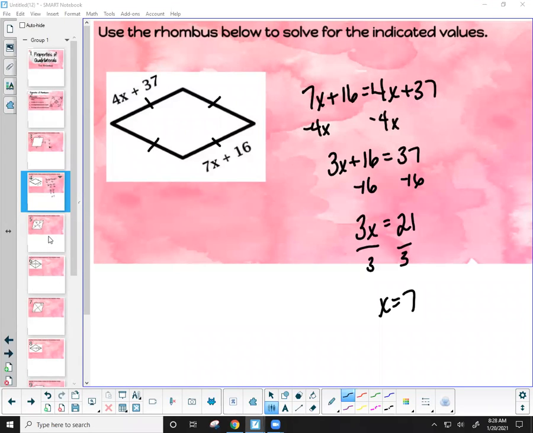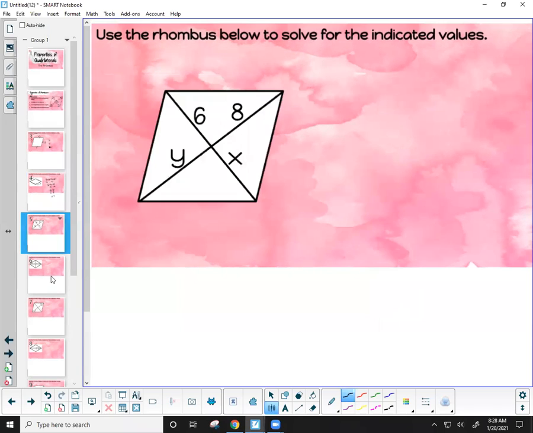All right, next let's talk about some diagonals. So remember, our diagonals do bisect each other. So these two are going to be congruent and these two are going to be congruent, just like with our parallelograms. So in this case, x is going to equal 6, right? Because those two parts have to be congruent, and then y would have to equal 8. Questions about that one?